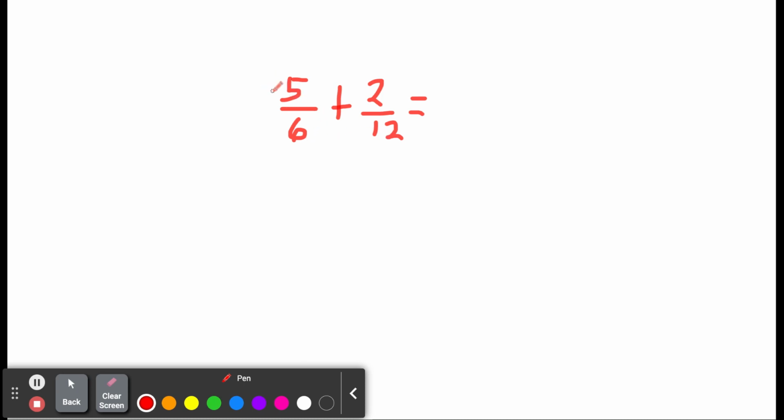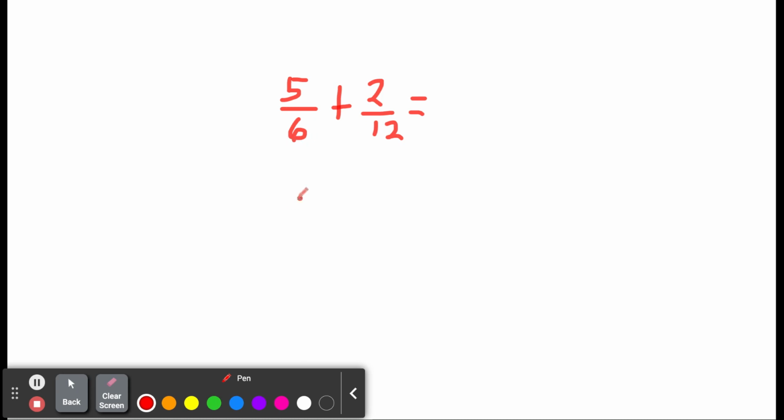Remember, the name for the number at the top of the bar is called the numerator. The name under the bar is called the denominator. These are unlike. That means they are not the same number, so you cannot add them. If this was 5 twelfths plus 2 twelfths, I would add the top and just bring over the bottom. So I have to make the 6 and 12 the same number.